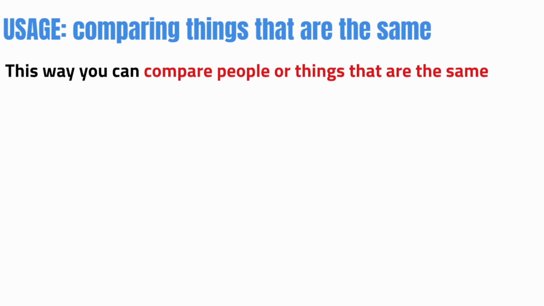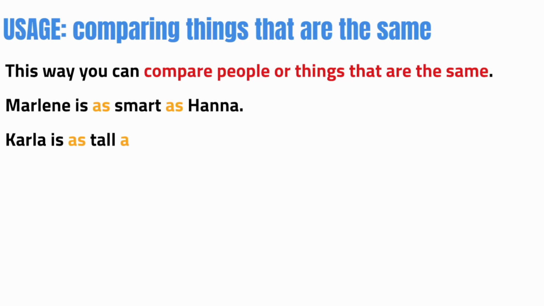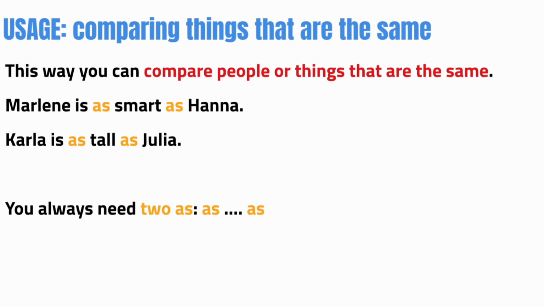Let's dive in. This way you can compare people or things that are the same. Marlene is as smart as Hannah. Phew, lucky. Carla is as tall as Julia. You always need two as forms. As, as. There is no way that one as comes alone when you want to compare things.